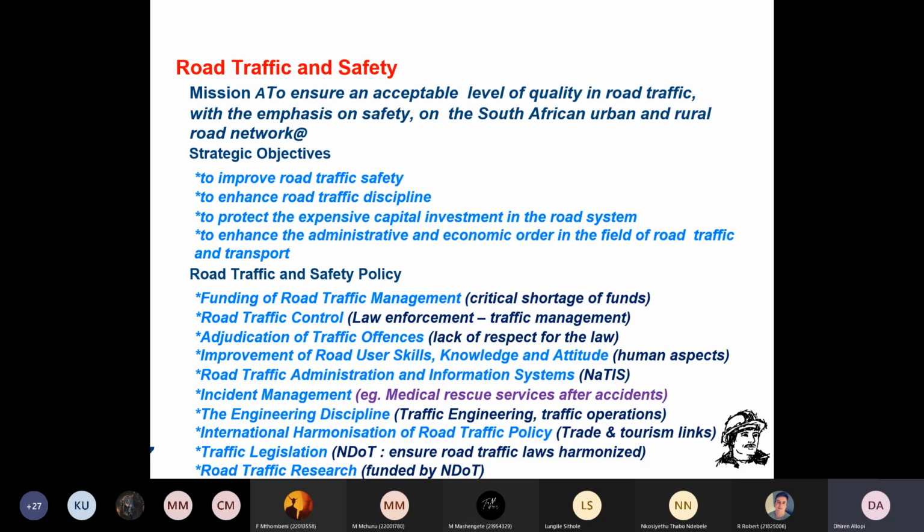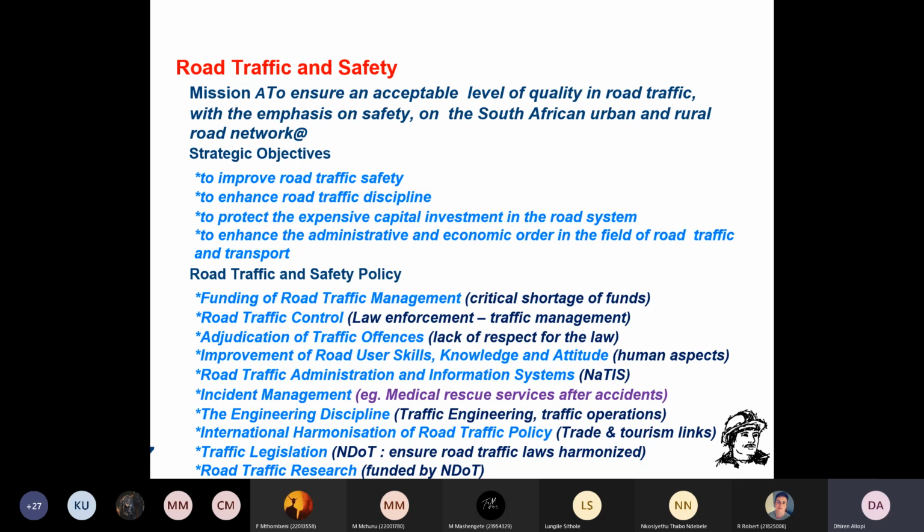Engineering discipline, we have various traffic engineering disciplines in place, linking it then to trade and tool. In terms of legislation, we have thought to ensure that the road traffic laws are harmful, and they, of course, then pass down to the provincial, and then finally at a municipal level.